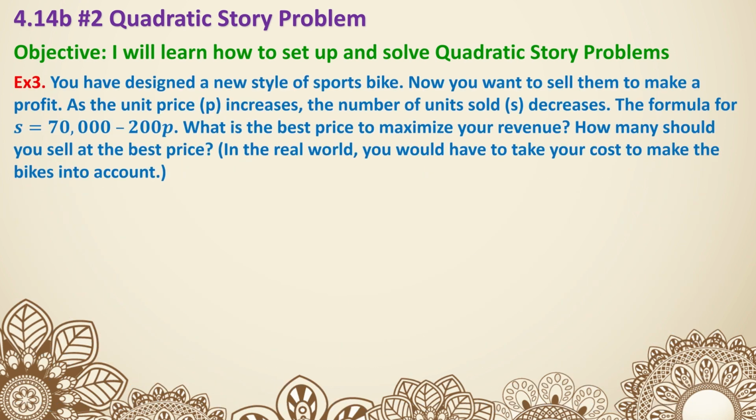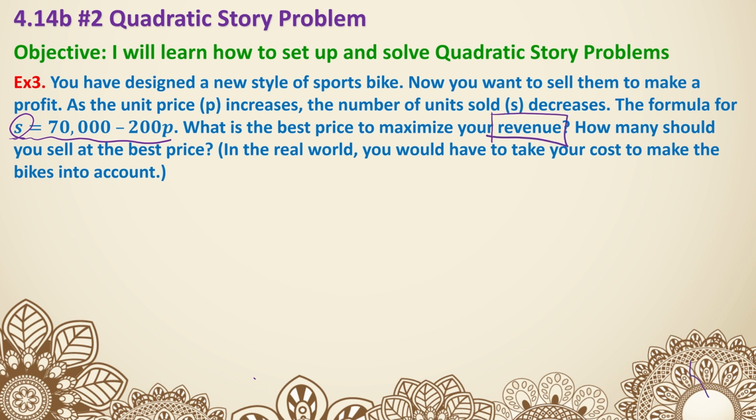Example 3. You have designed a new style of sports bike. Now you want to sell them to make a profit. As the unit price P increases, the number of units sold decreases. The formula is right here. The formula represents the relationship between the unit sold and the unit price. What is the best price to maximize your revenue?